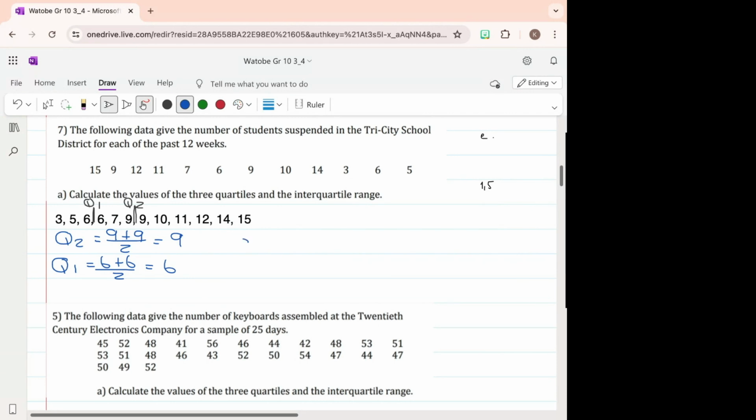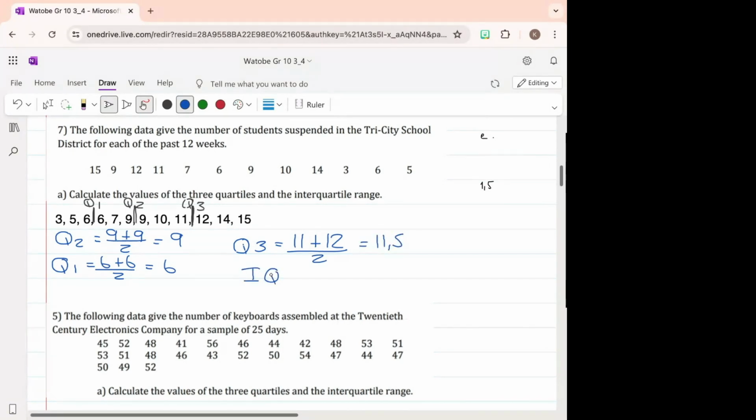And finally, to get Q3, what's going to happen with Q3? I've got 1, 2, 3. I've got 1, 2, 3. So again, it's going to lie in between these two data points. So I need to say 11 plus 12 divided by 2 gives me 11,5.